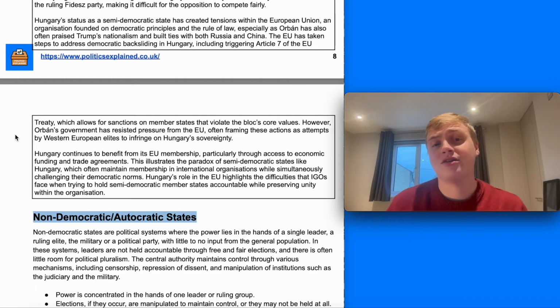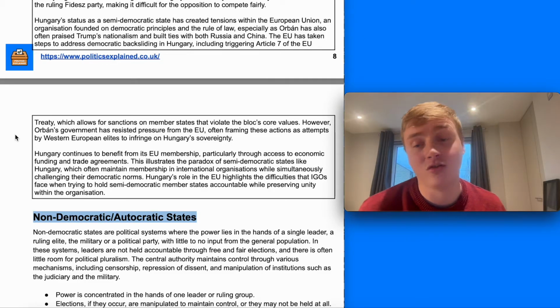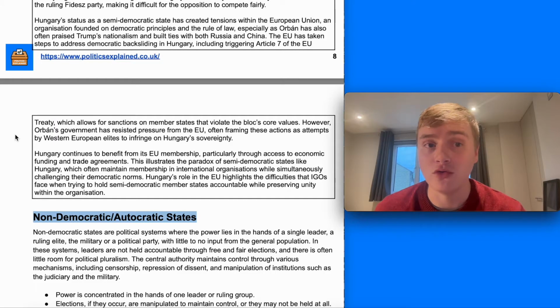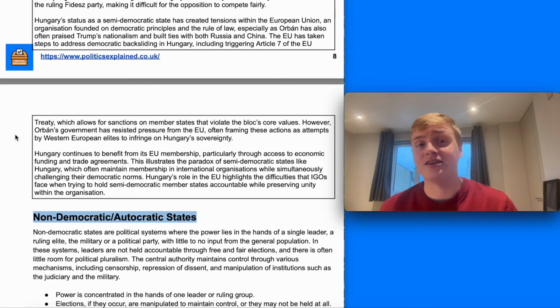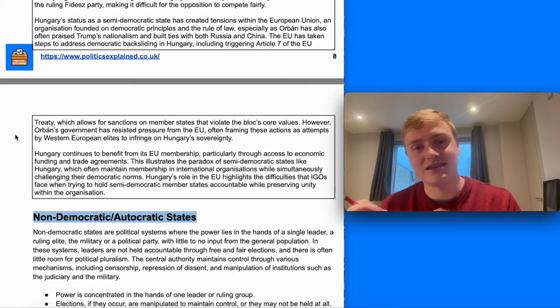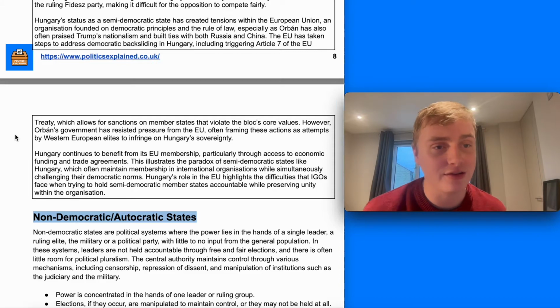Its status as a semi-democratic state has really created a lot of tensions within the EU, an organisation founded on democratic principles that really promotes the rule of law, especially as Orban has also often praised Trump's nationalism and built ties with both Russia and China, exactly the same as Turkey, showing how semi-democratic states often bridge the alliances between democratic and non-democratic states.